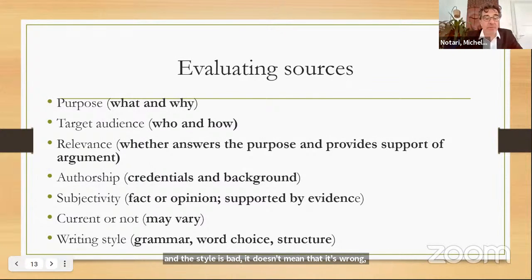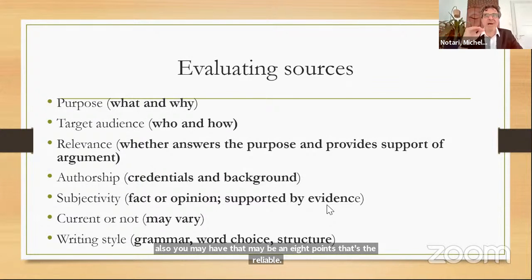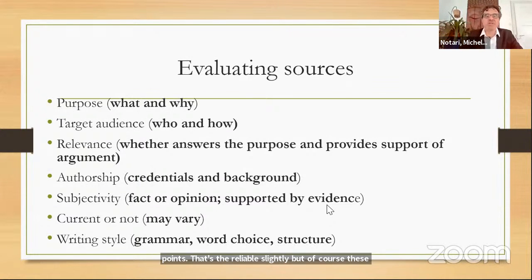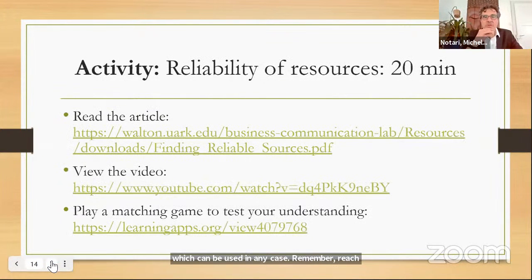So if the thing is grammatically correct and the word choice is okay and the structure is fine, logical, built up, then you may have a point that the reliability might be slightly better. But of course, these are just guidelines, not really something which can be used in any case. Remember, reading critically is the more important.